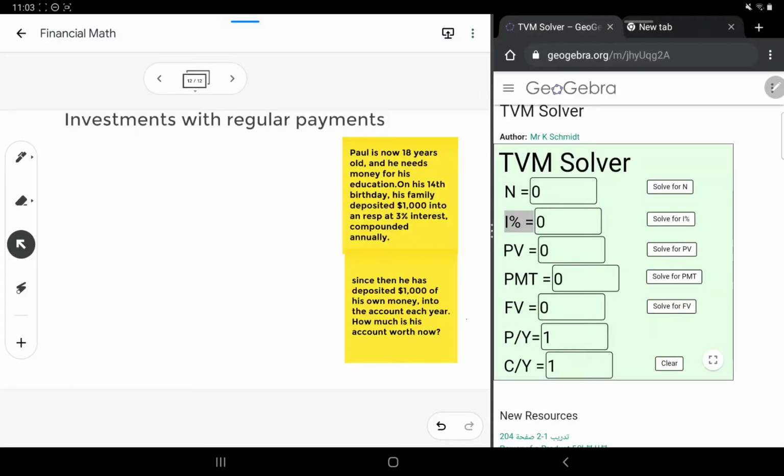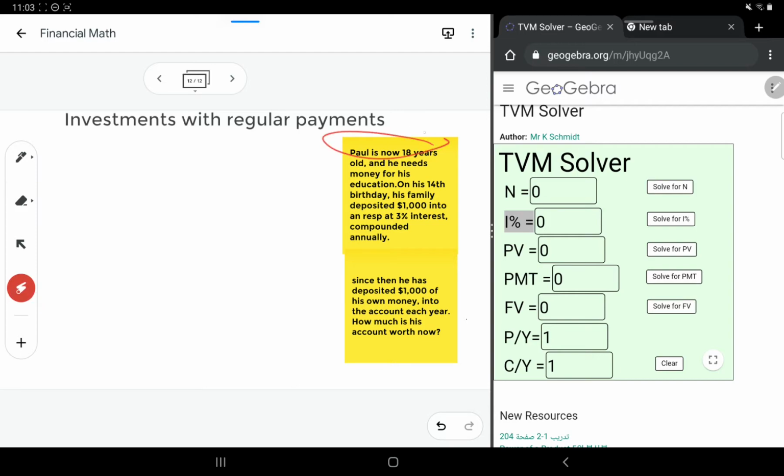So let's talk more about the TVM solver and solving investments with regular payments. Okay, best way to do this is just to do examples, since it's pretty similar to doing any other kind of TVM solver question, just with a couple exceptions. Okay, so we've got this new question here.